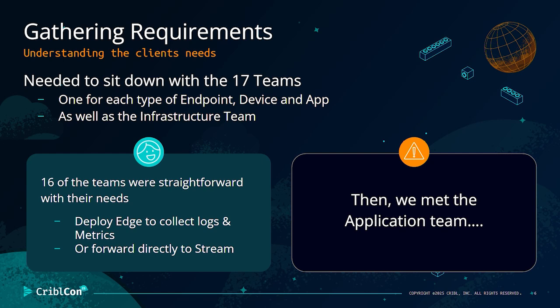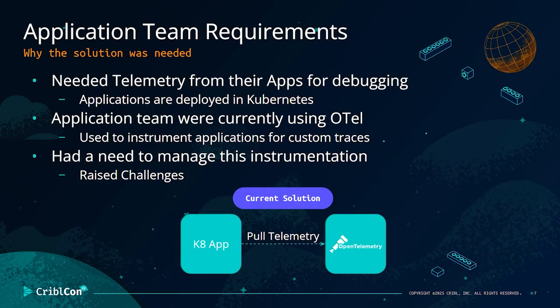And as in all deployments, things were going swimmingly until the client got involved, or in this case, the application team. This application team wanted to collect telemetry from all of their deployed apps in Kubernetes, and they wanted to use this telemetry for debugging. These apps were deployed in Kubernetes, with multiple apps deployed across the entire company's infrastructure. They're currently using OpenTelemetry to collect this data, as they could use OTel's instrumentation libraries to get custom traces. And they were not too happy with the idea of moving to Cribl Edge and having to leave these instrumentation libraries and all of the effort put in there behind.